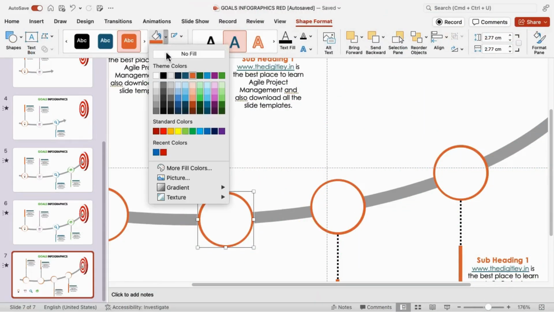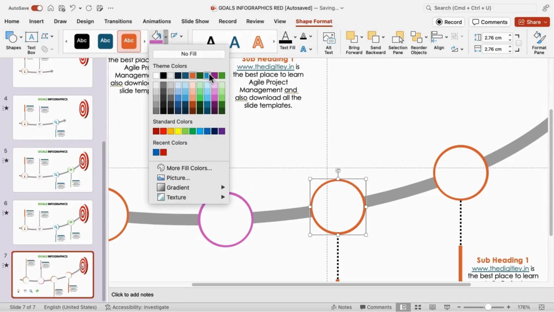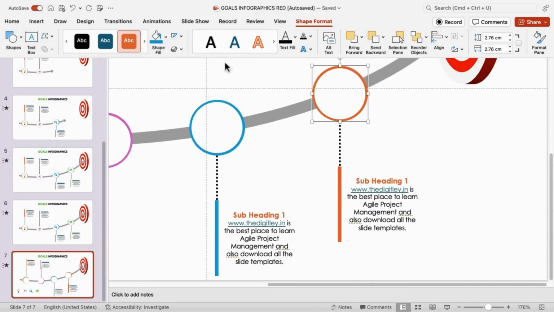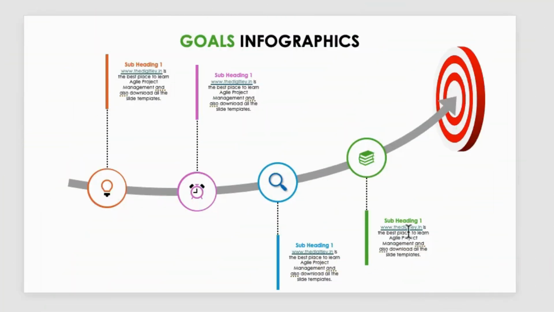Now, let's bring the design to life by incorporating colors. Use a professional and visually appealing palette, such as purple, blue, and green, to create contrast and highlight key elements. To complete the slide, add relevant icons that correspond to your goals. Finally, apply the morph transition for a smooth, polished effect.